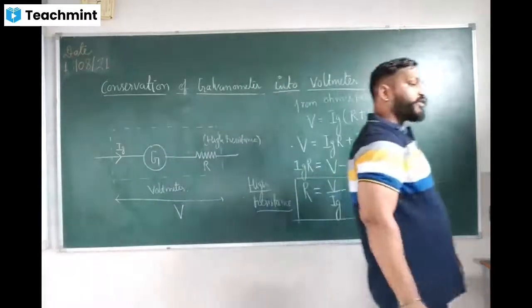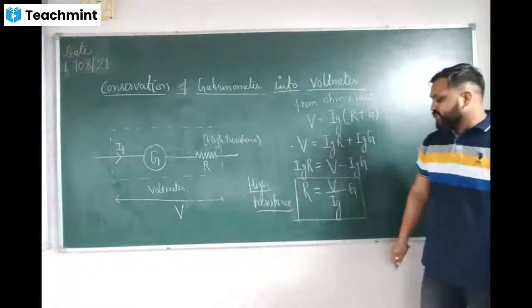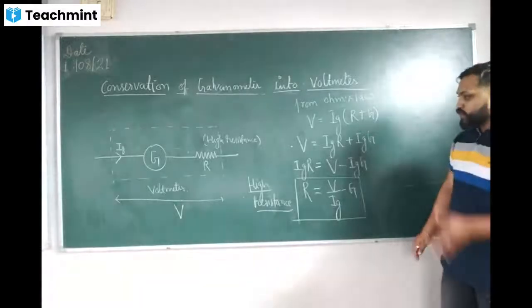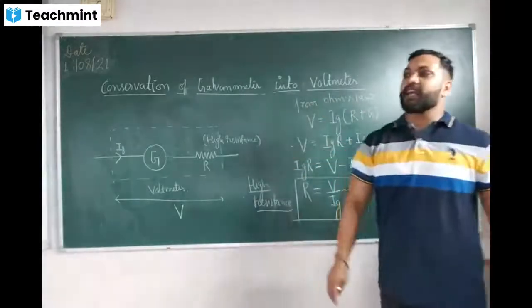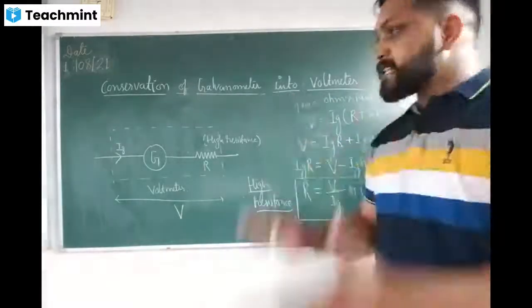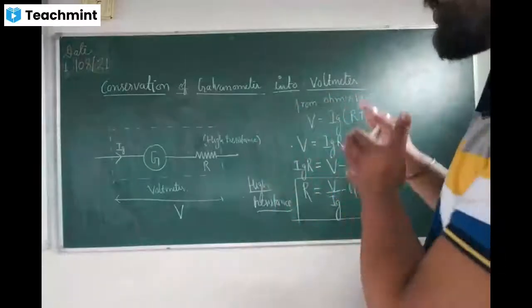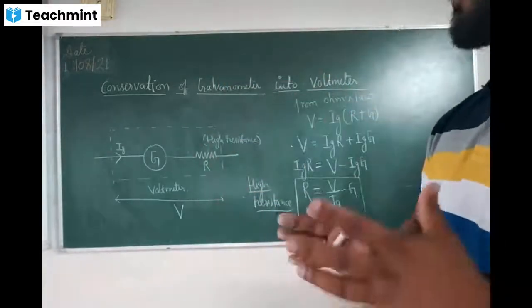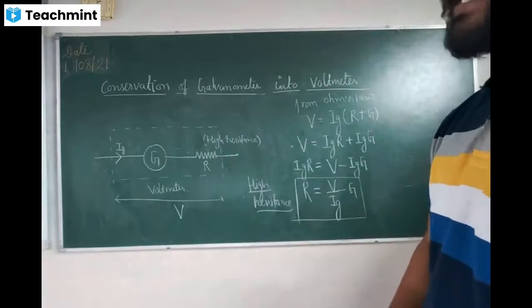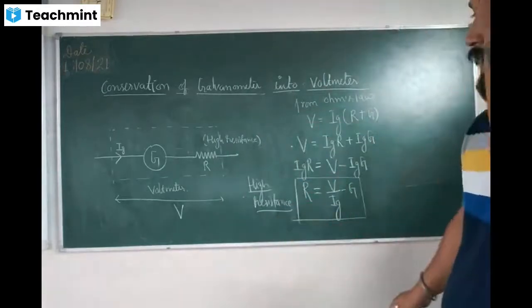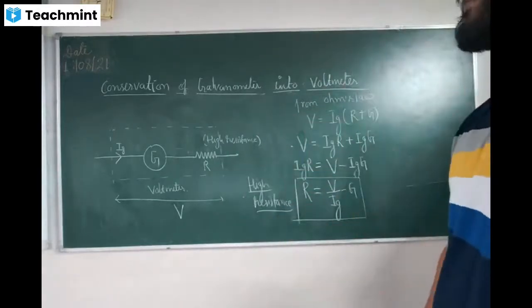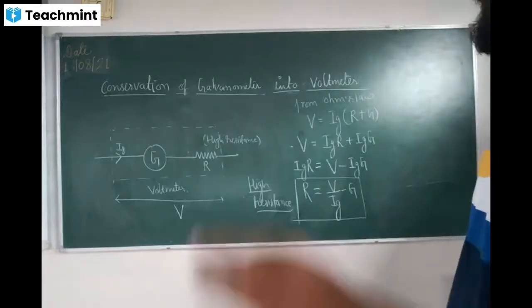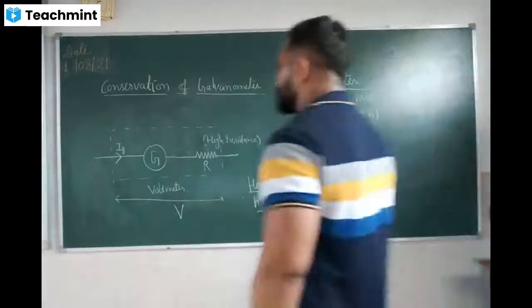So if you connect the resistance R equal to V upon Ig minus G in series with the galvanometer, then this arrangement works as a voltmeter. And if you connect a very low resistance, a very small resistance, or basically a shunt, in parallel with the galvanometer, then the arrangement will behave as an ammeter. Note it down.